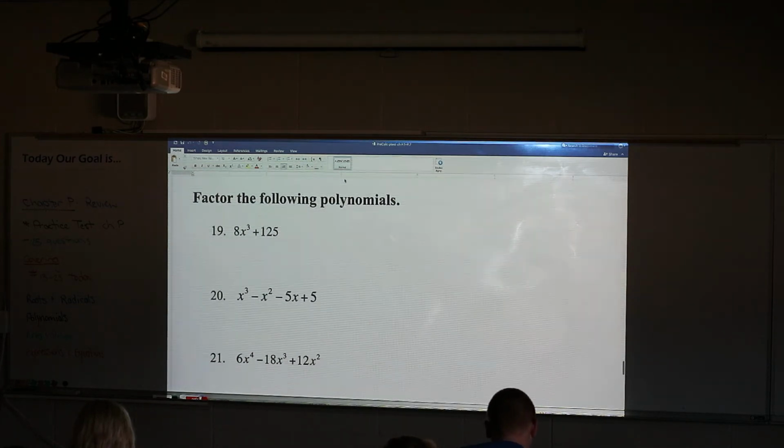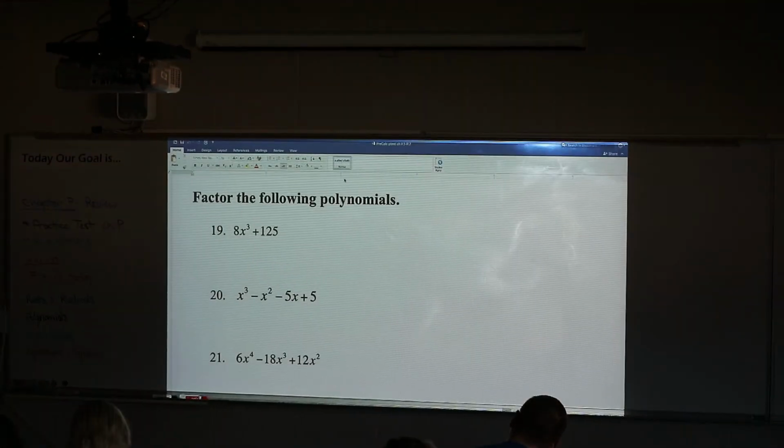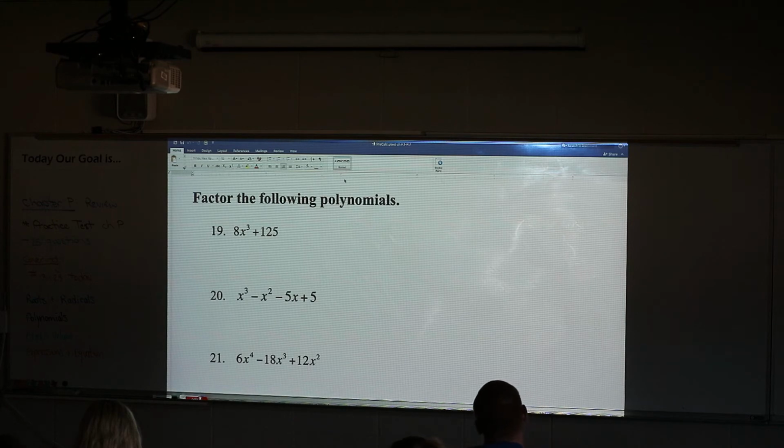Okay, we need to factor 19, 20, and 21. It'll be just like that on the test. I picked three random factor problems. It could be anything from common factors, difference of squares, cube rule, grouping, trinomials, whatever you want. I could pick any of these.